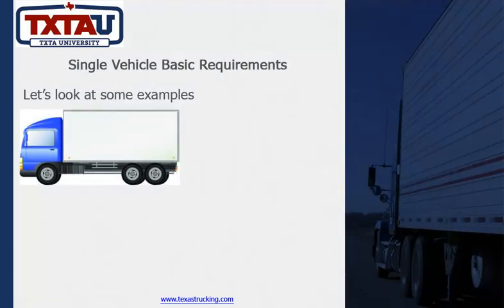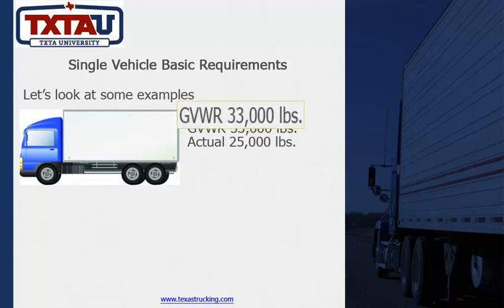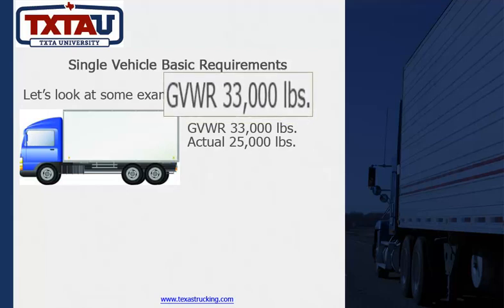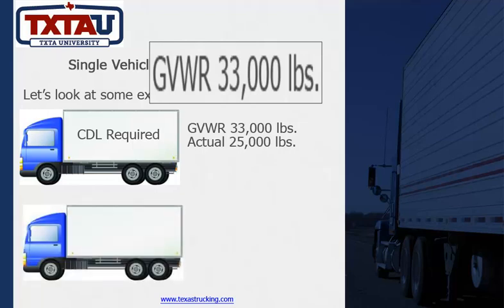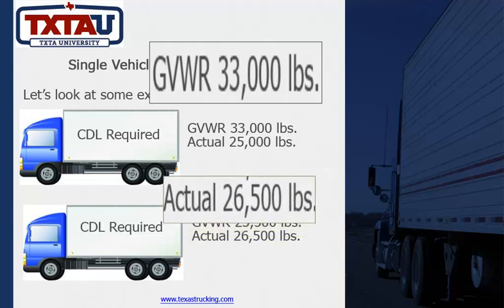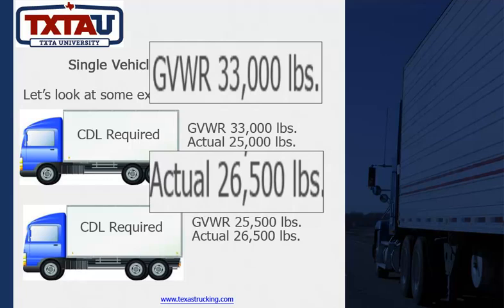In this next example, we have a truck with a GVWR of 33,000 pounds, but only weighs 25,000 pounds. We must use the higher of the two values, the 33,000 pounds, making the operator of this vehicle possess a CDL. In this next example, we have a truck with a GVWR of 25,500, but actually weighs 26,500. Using the higher of the two, 26,500 pounds, this driver would also be required to have a CDL.